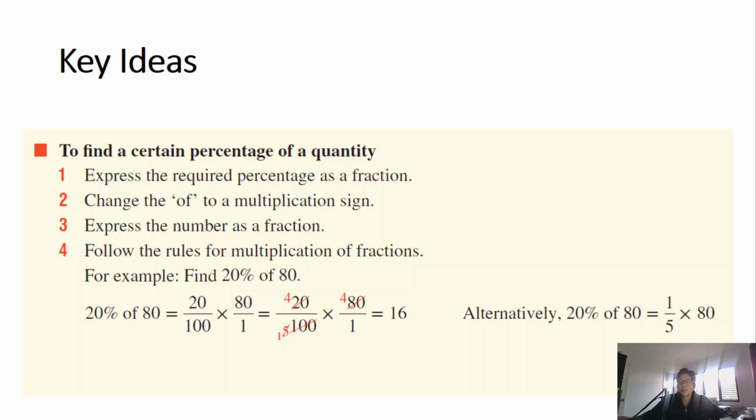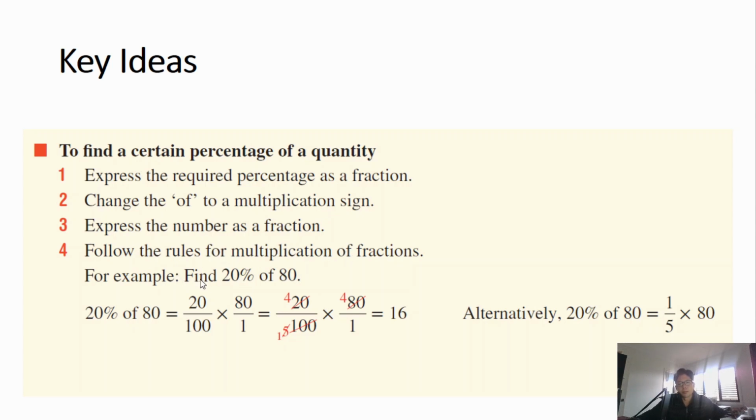So there are 4 steps in this, and the first of these is to express the required percentage as a fraction. So in this case, the required percentage is 20%. That as a fraction is 20 over 100. Change the "of" to a multiplication sign.